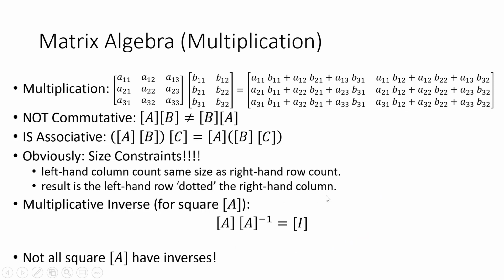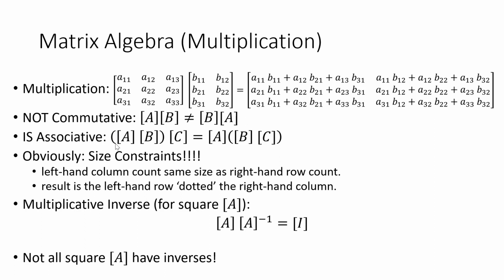Okay, let's take a look at multiplication. Almost always when you hear the term matrix multiplication, it is a completely different animal than matrix addition. It is not element by element. It is not commutative. It is associative.